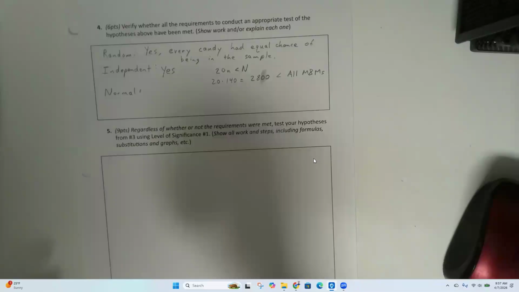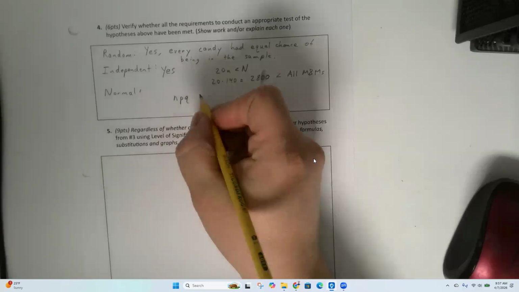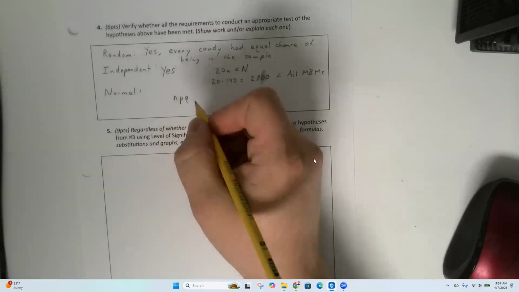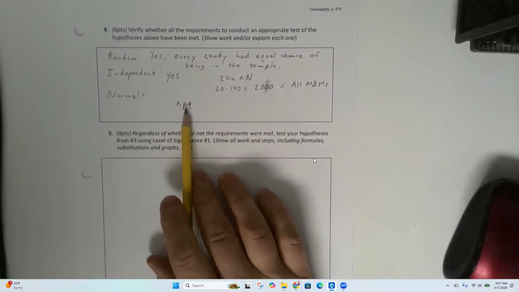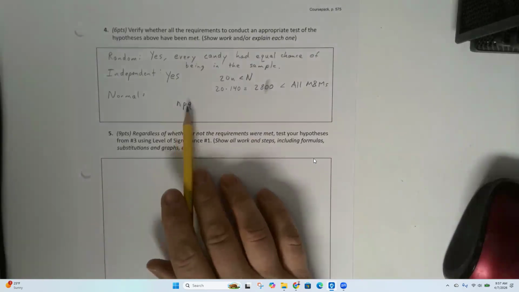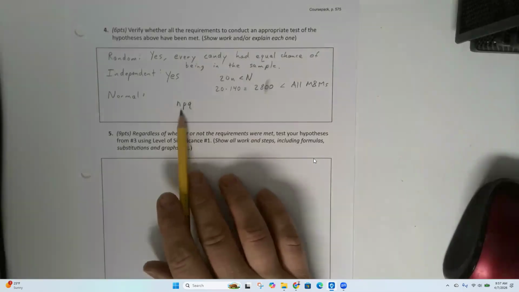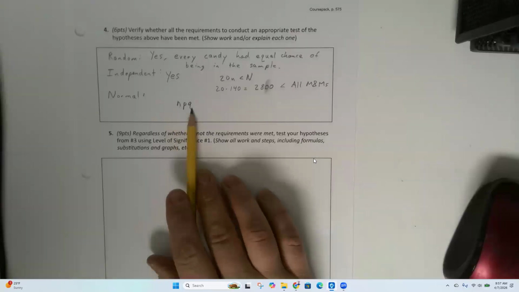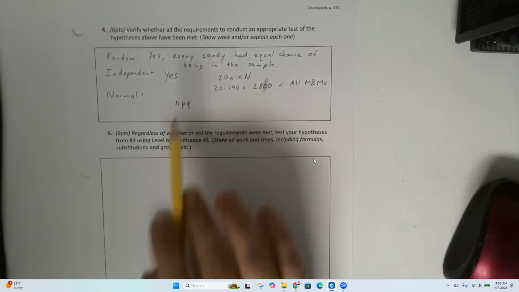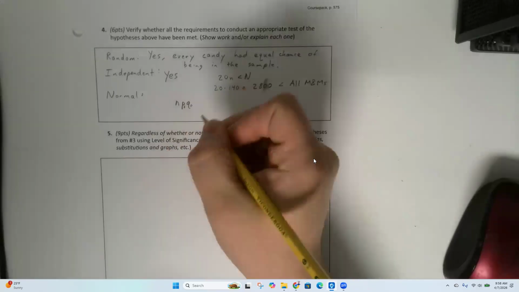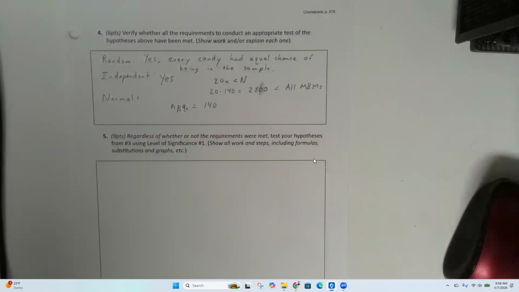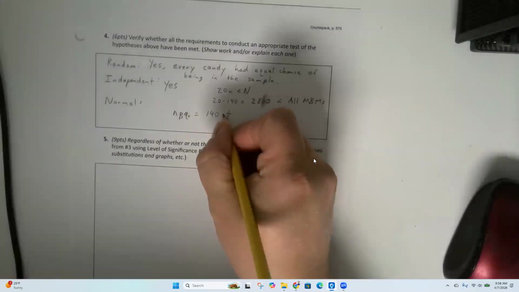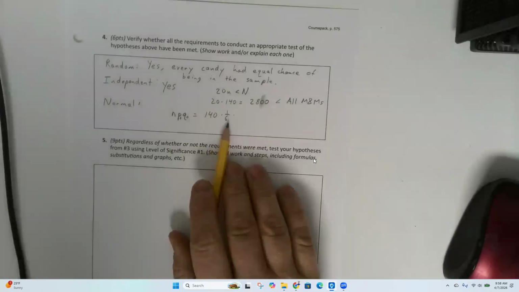For normal, I need to check that NPQ is bigger than 10. When you're doing confidence intervals, we did N p hat q hat. Here, for hypothesis testing, we can't actually do NPQ because we don't know P, right? We've talked about that already. But for hypothesis testing, we'll do N P0 Q0. So in this case, my N was 140. My P0 is the number from my null hypothesis, which in this case is 1/6. What would Q0 be if my P0 is 1/6? What's my Q0?